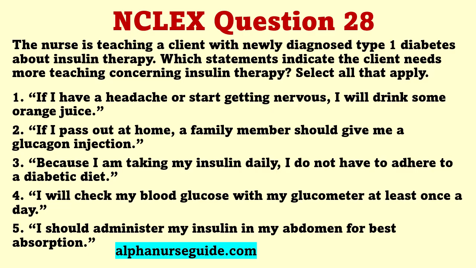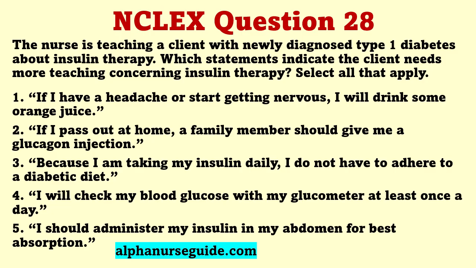The nurse is teaching a client with newly diagnosed type 1 diabetes about insulin therapy. Which statements indicate the client needs more teaching concerning insulin therapy? Select all that apply. 1. If I have a headache or start getting nervous, I will drink some orange juice. 2. If I pass out at home, a family member should give me a glucagon injection.